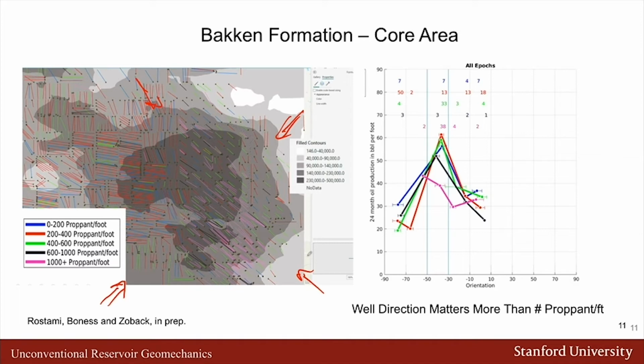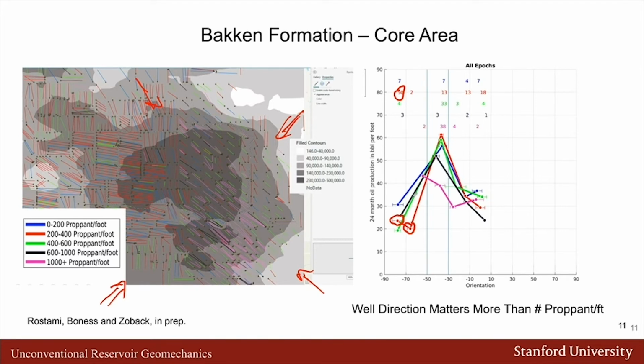We divided the data up into temporal epochs, and the blue, red, green, black, and pink represent different periods in time. The number 50, for example, represents that this average production is from 50 wells. This average is from 2 wells, and therefore is much less significant.